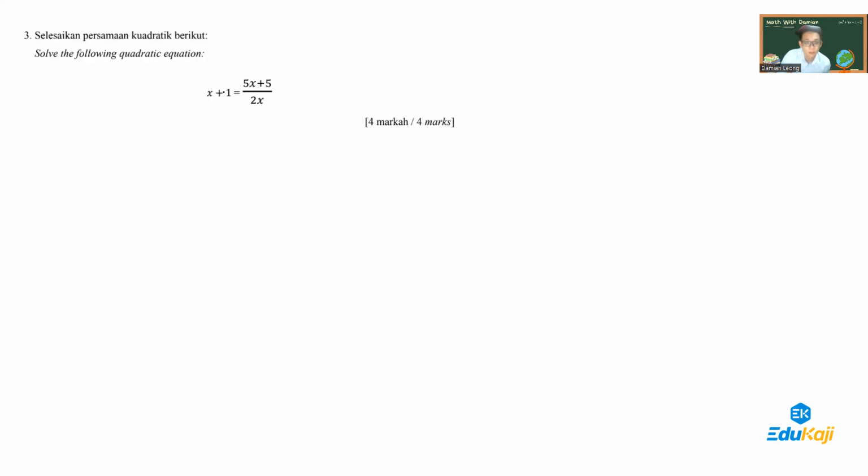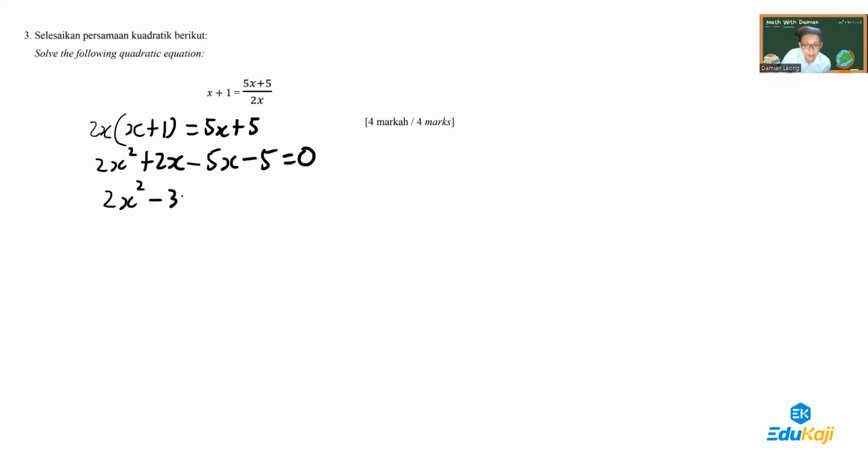Question 3. Solve this quadratic equation. Get rid of the fraction first. So 2x times x plus 1 equals 5x plus 5. 2x squared plus 2x. Bring over the 5x and 5. Positive becomes minus, plus becomes minus. So 2x squared minus 3x minus 5 equals 0.